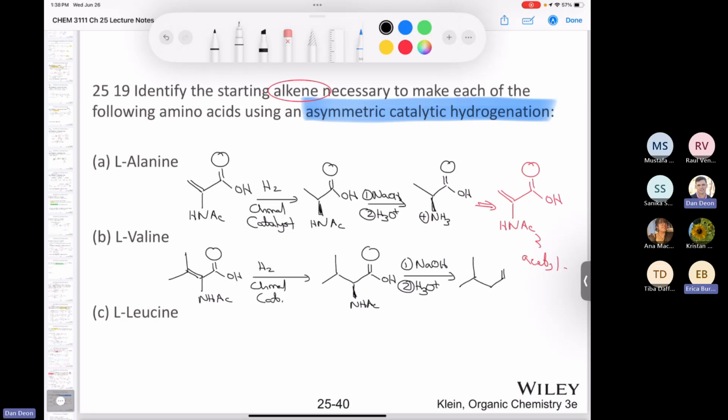So kind of running out of space here, but you get the idea. So it looks something like this, and there you have it. So now you have chiral valine.